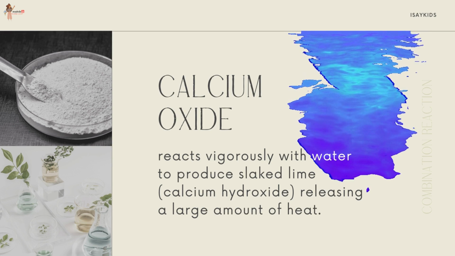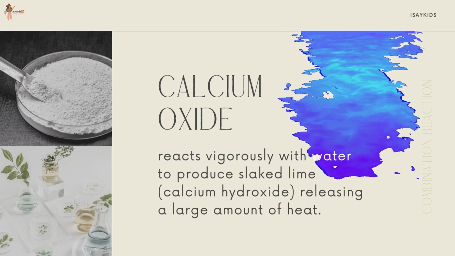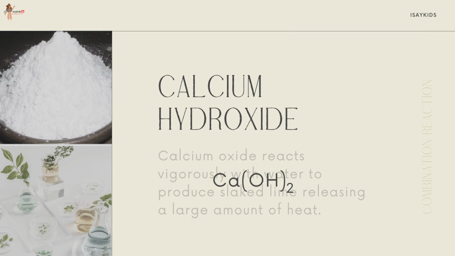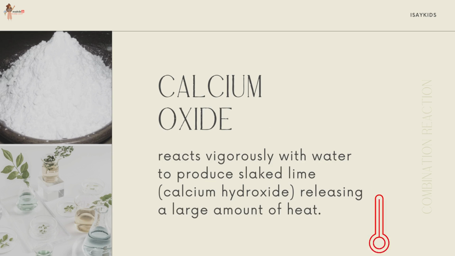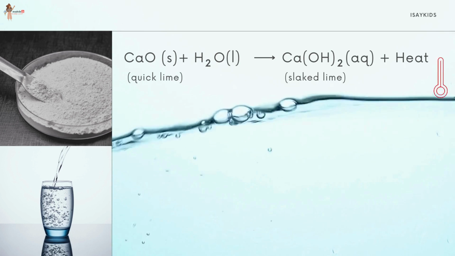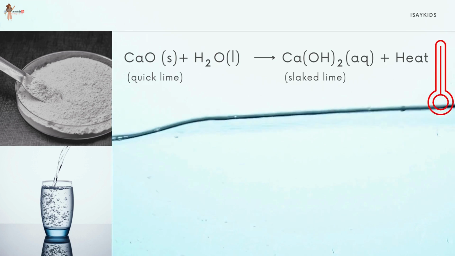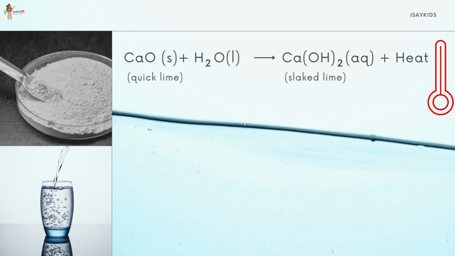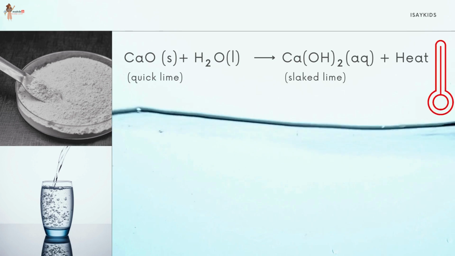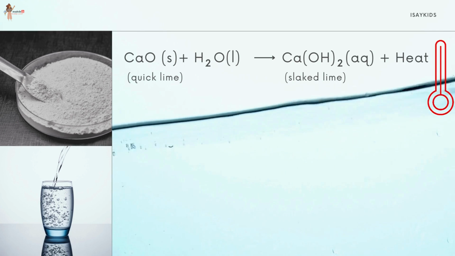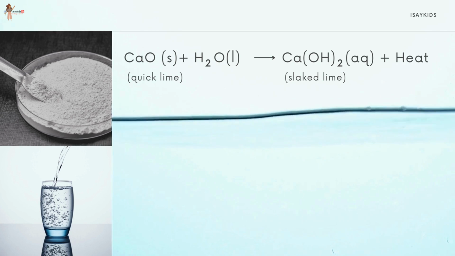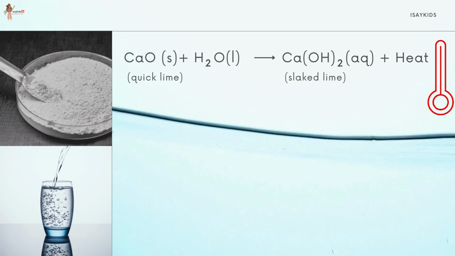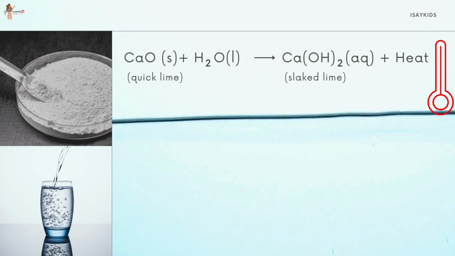Calcium oxide reacts vigorously with water to produce slaked lime, which is calcium hydroxide, releasing a large amount of heat. It can be represented as CaO plus H2O gives Ca(OH)2 plus heat. In this reaction, calcium oxide and water combine to form a single product, calcium hydroxide.